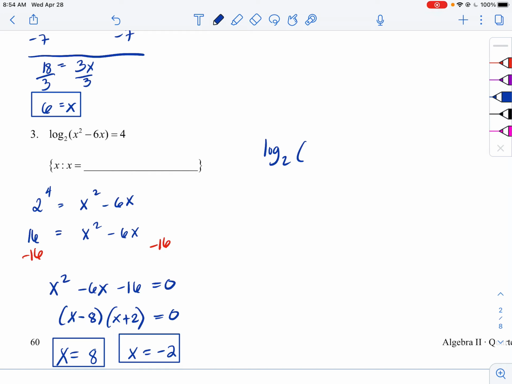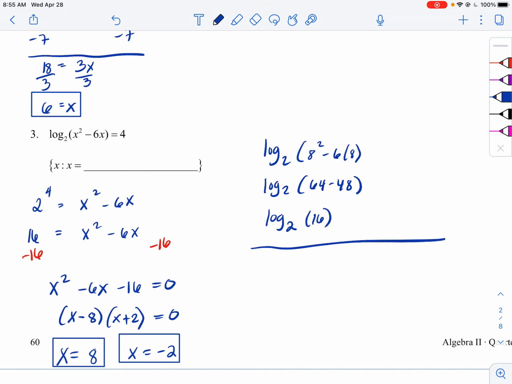So let's do log base 2 of 8 squared minus 6 times 8 equals 4. So we're going to have log base 2 of 8 squared is 64. I don't really have to put the 4 in because I just need to make sure that the left side, the one with the log, will not include a negative argument. Not negative exponent, negative argument. Log base 2 of, that's 16.